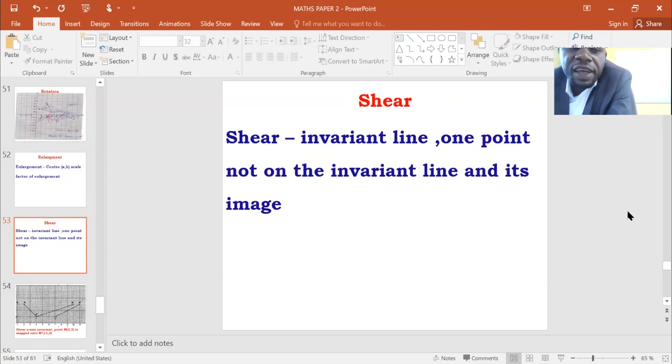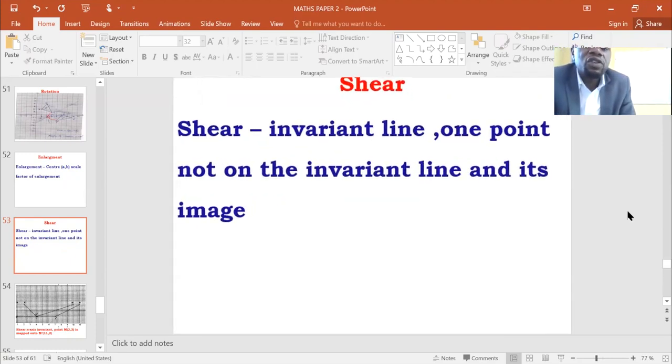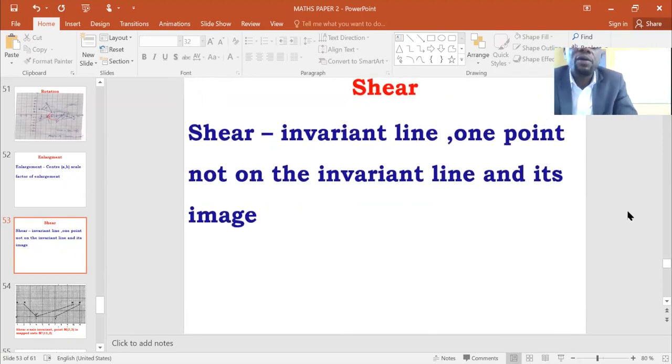Another transformation that is highly tested in paper 2 is a shear. In a shear, you have to identify the invariant line. The invariant line is the particular line where the coordinates do not change, do not move. Then you pick one point that is not on the invariant line. You state its object and the image.